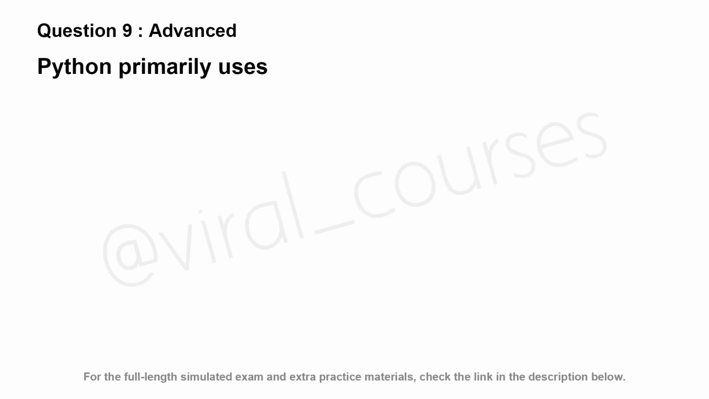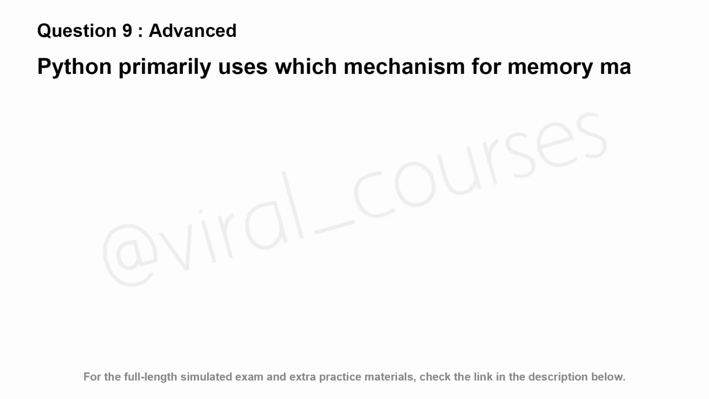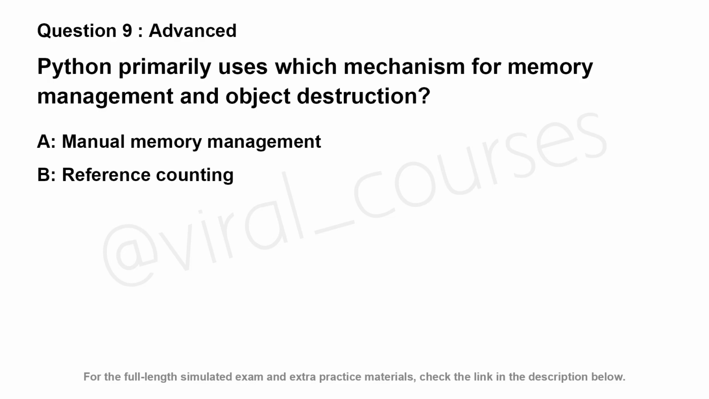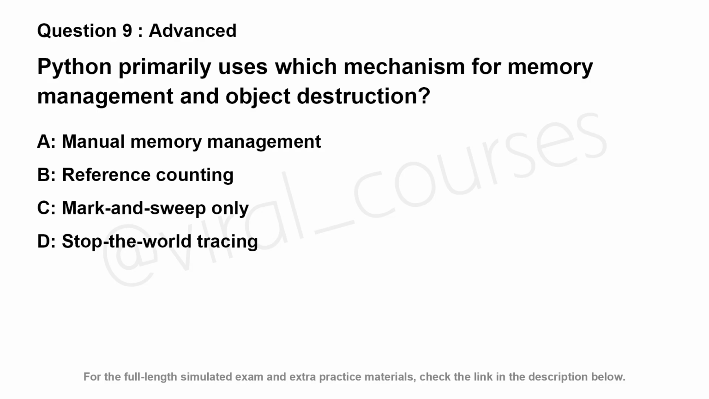Python primarily uses which mechanism for memory management and object destruction? Option A. Manual memory management. Option B. Reference counting. Option C. Mark and sweep only. Option D. Stop the world tracing.